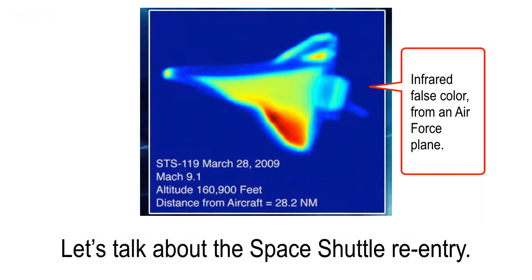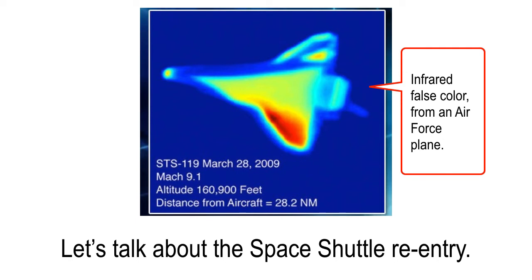Now, let's talk about the space shuttle reentry. What you're looking at here is an infrared image converted into false color, so the different yellows and reds and stuff. Normally, if you're looking at an infrared detector, you'll just see grays. Or maybe if you're in the Army, you'll see greens and stuff like that, for the night, if you have night vision goggles. But this is a false color image. It's taken from an Air Force plane, and the space shuttle is on reentry.